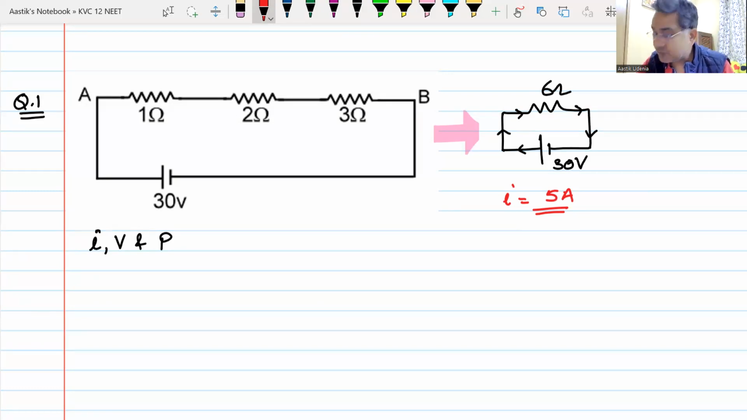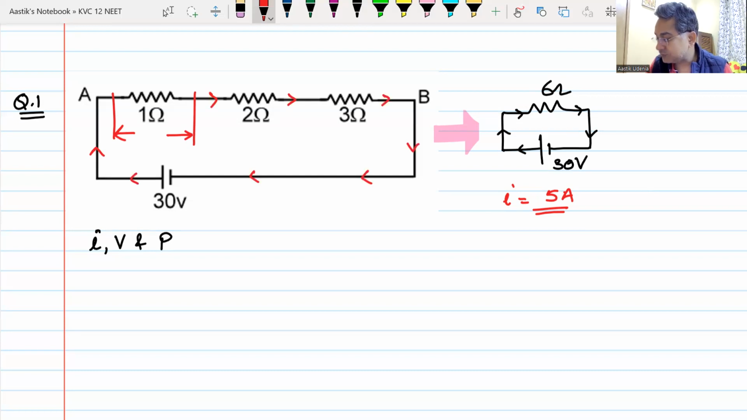For example, what will be the voltage drop across this resistor? Tell me, fatafat. The only formula that we know is V is equal to IR. What will be the voltage drop across this resistor? Tell me, fatafat. Quickly.